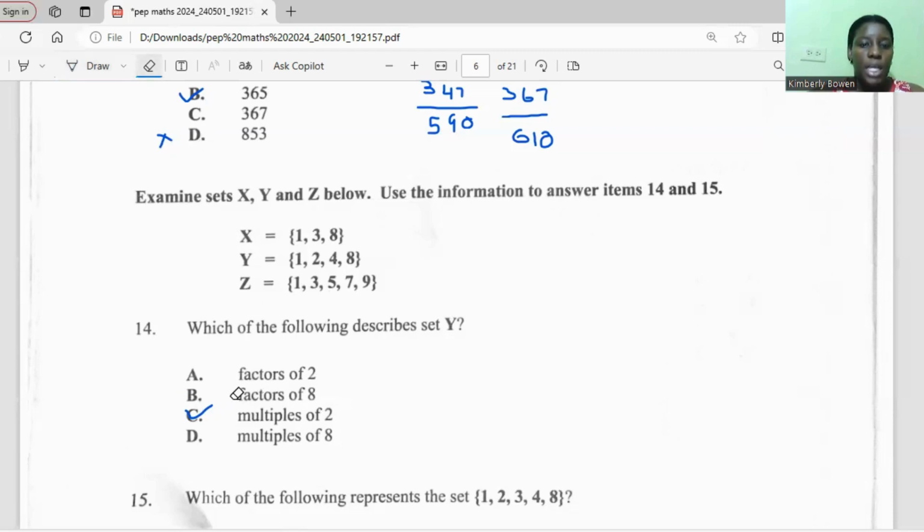Sorry about that. I just looked back at it. 1 is not a multiple of 2. It's factors of 8.